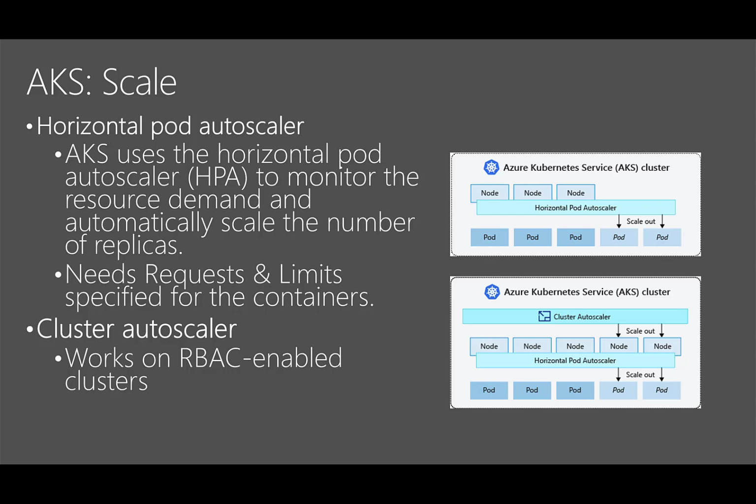Scaling is something that you should be aware of. You have various options for that. The first one is the horizontal pod autoscaler. In this case, AKS uses the horizontal pod autoscaler to monitor the resource demand and automatically scale the number of replicas of your pods. What you do need for the horizontal pod autoscaler to work is to set the requests and limits on your containers. If you don't do this, then the horizontal pod autoscaler won't work at all.